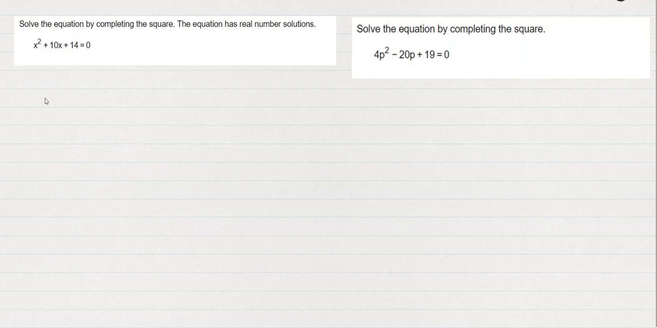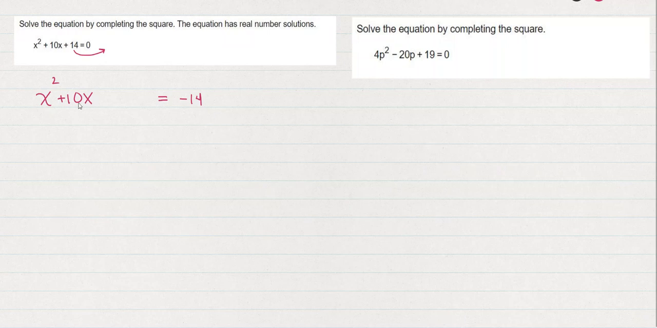So here we have our x squared plus 10x plus 14. The first step for using the completing the square method to solve is I need to isolate the x terms. So that's going to leave the x squared and the 10x on the left, and I'm going to move that 14 over by subtracting 14 from both sides. So I have x squared plus 10x equals negative 14. So again, the first step was to move that 14 over so that I could isolate the x terms.